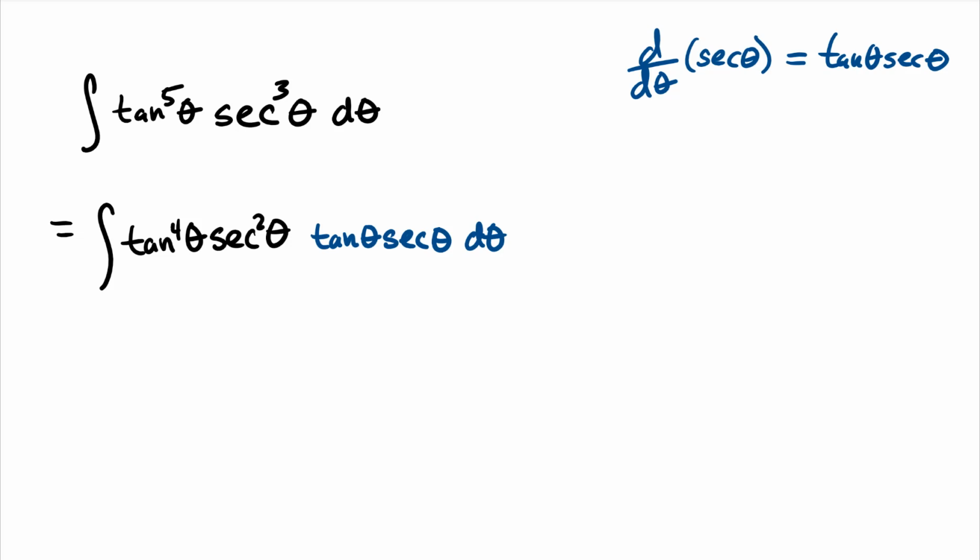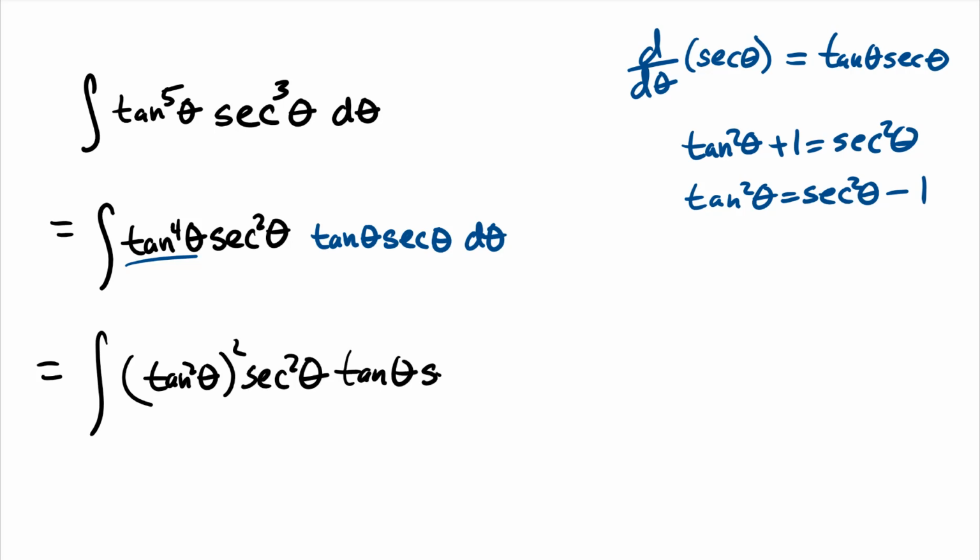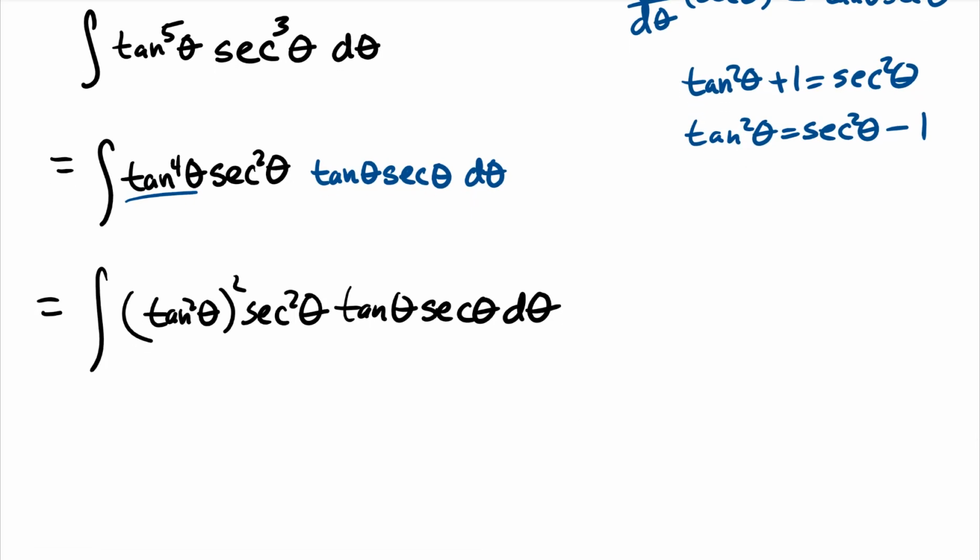Well, we're going to use that formula from before, which tells us tangent squared of theta plus 1 is equal to secant squared of theta. But we're going to want to replace tangent, so we need to solve for tangent. Subtract over the 1, so we have secant squared minus 1. Let's go back through and see what happens. That's tangent squared times secant squared times tangent secant d theta. So now we can go through and replace this.